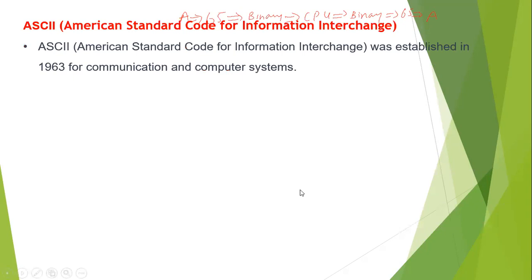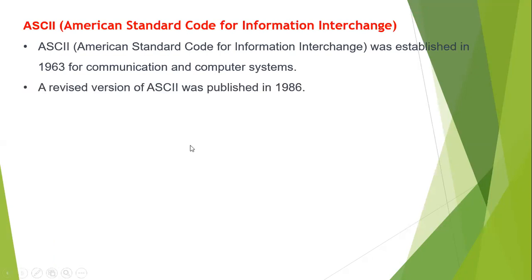Basically, computer engineers have established these character sets in a standard form. That standard form is called American Standard Code for Information Interchange. A little history is given here. ASCII was established in 1963 for communication and computer systems. Initially, they introduced it, and another revised version of ASCII was published in 1986.